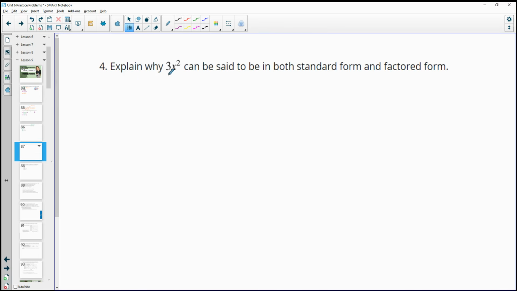Number 4, explain why 3x squared can be said to be in both standard form and factored form. So it's only one term. Okay, so it's one term. So that means it can't be factored any further. Okay, there aren't going to be any common factors if there's only one term. It's also called a monomial.